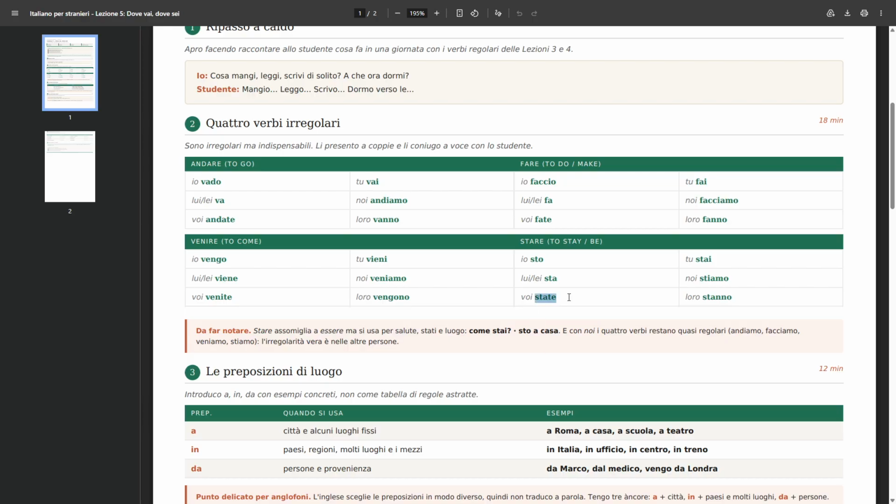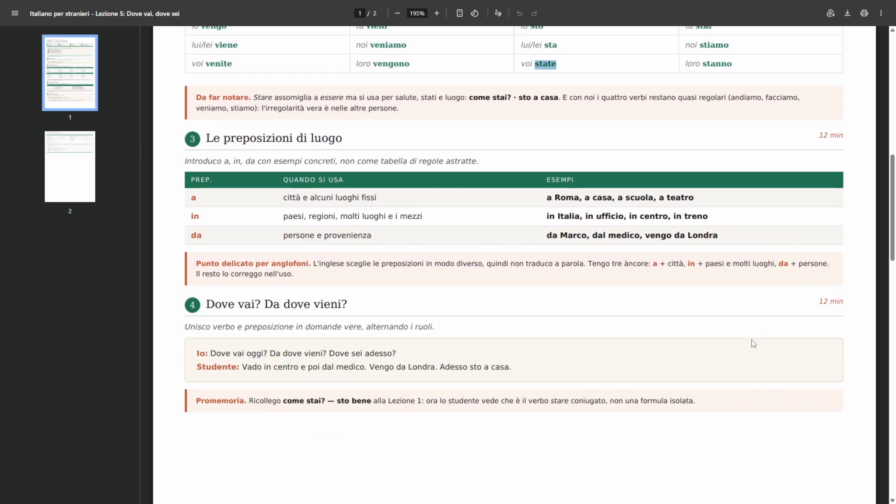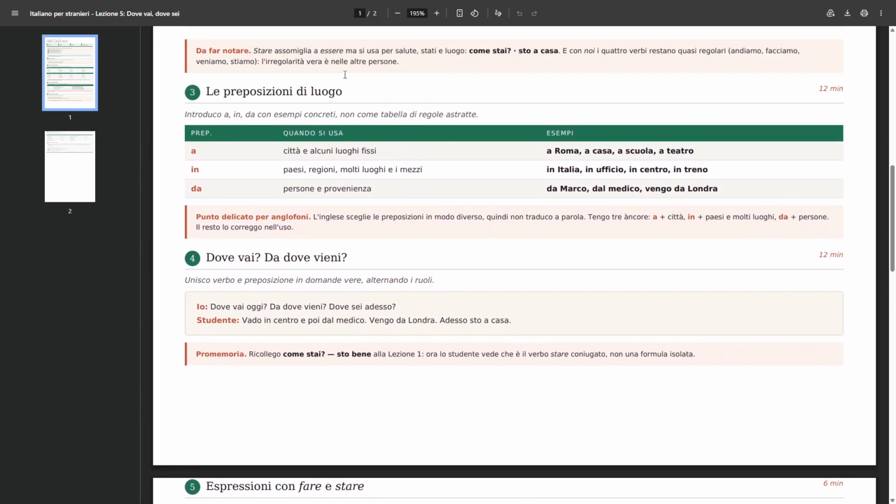I read out loud stanno in the English pronunciation. Loro stanno, they stay. Okay. And then we have le preposizioni di luogo, so place prepositions, basically translating it. Alla buona, so how it comes basically.